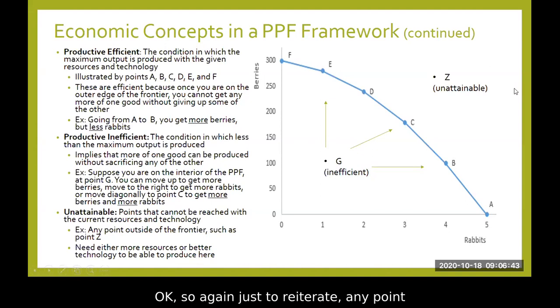So again, just to reiterate, any point on the exterior over here is unattainable. And one way that these points would later become attainable is if we have more resources or if we increase technology.